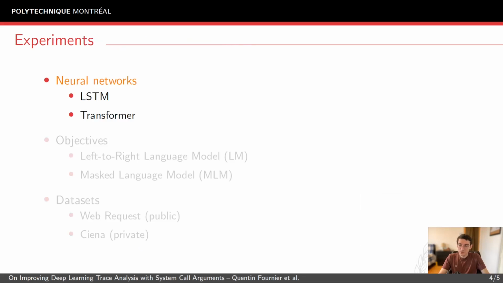To evaluate our approach, we use 2 different neural networks: the LSTM, which is the most commonly used for traces, and the transformer, the current state of the art for sequences. We also use 2 different objectives: the left-right language model, which has been used to detect anomalies, especially for intrusion detection, and the masked language model, which is often used to pre-train models and improve performance on the downstream task.